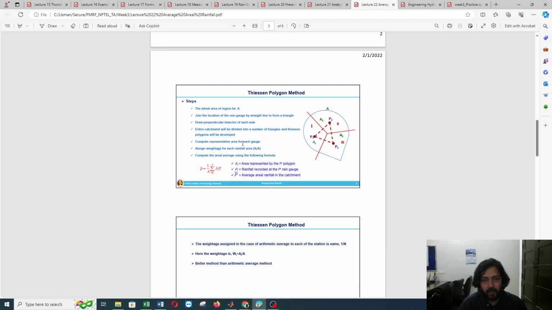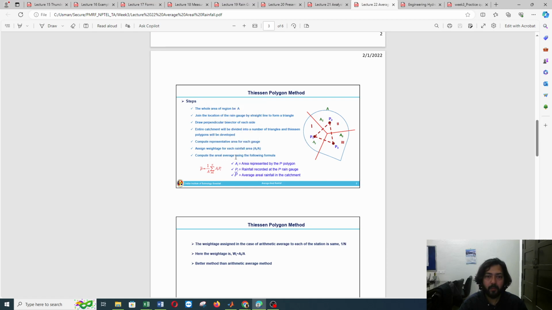Now they are saying compute the representative area for each gauge and assign weightage for each rainfall area. So we are going to calculate the weightage for each rainfall area. How are we going to do that? We know the total area and we know the individual area. So we are going to divide the individual area by the total area, and that gives us the weightage.